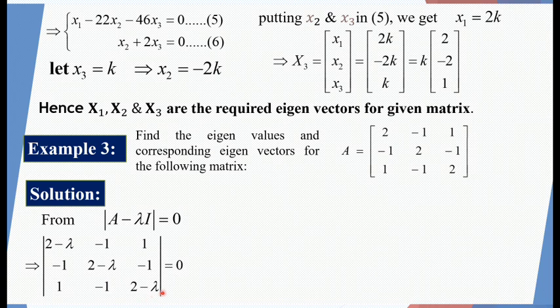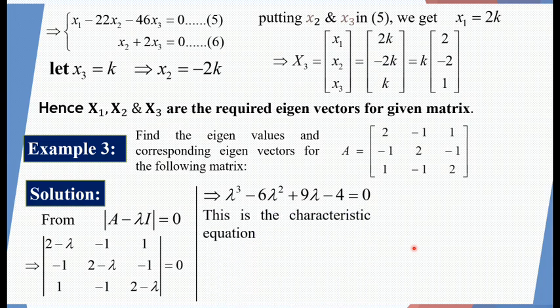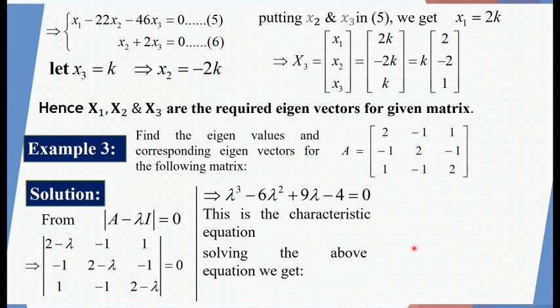2 minus lambda, minus 1, 1; minus 1, 2 minus lambda, minus 1; 1, minus 1, 2 minus lambda. On expanding this and simplifying, we get lambda cubed minus 6 lambda squared plus 9 lambda minus 4 is equal to 0. This is a cubic equation, so solve it with the help of the hit and trial method, the long division method, or any other method by which you can get the value of lambda. We get lambda equals 4, 1, 1. This is the case of a symmetric matrix with repeated eigenvalues.